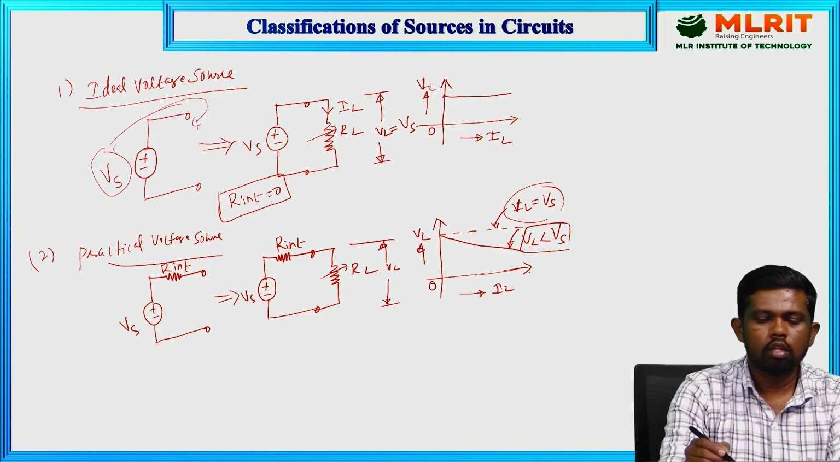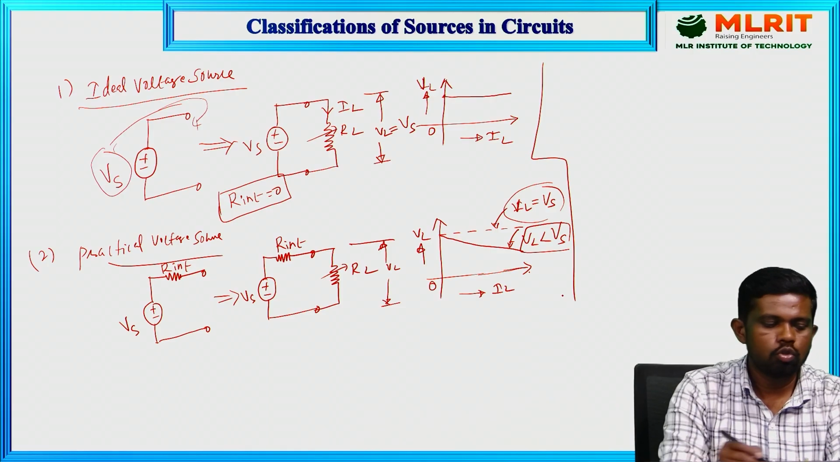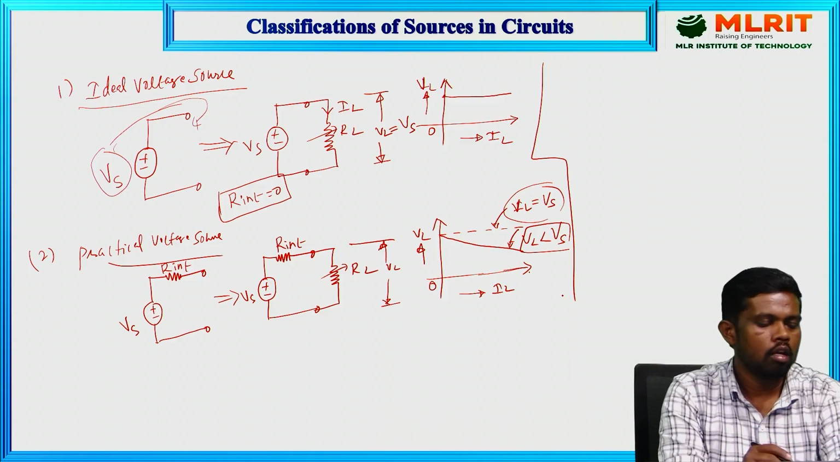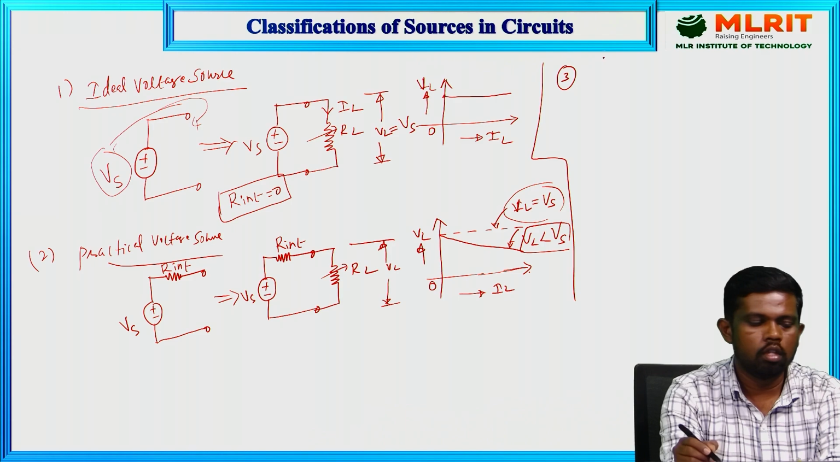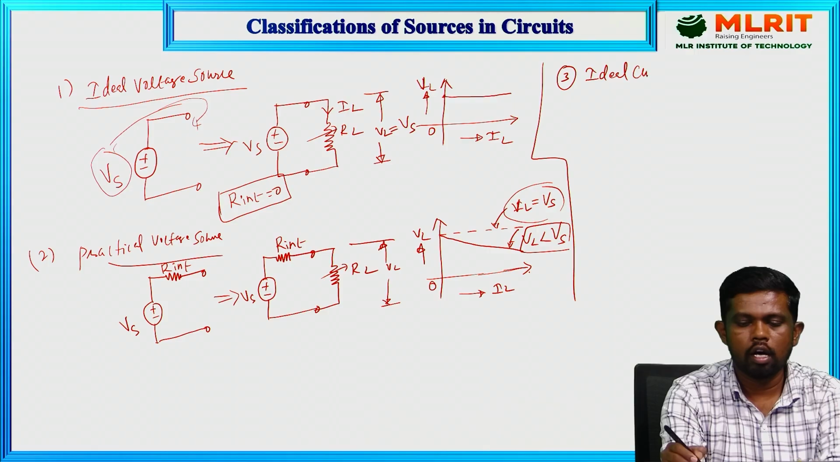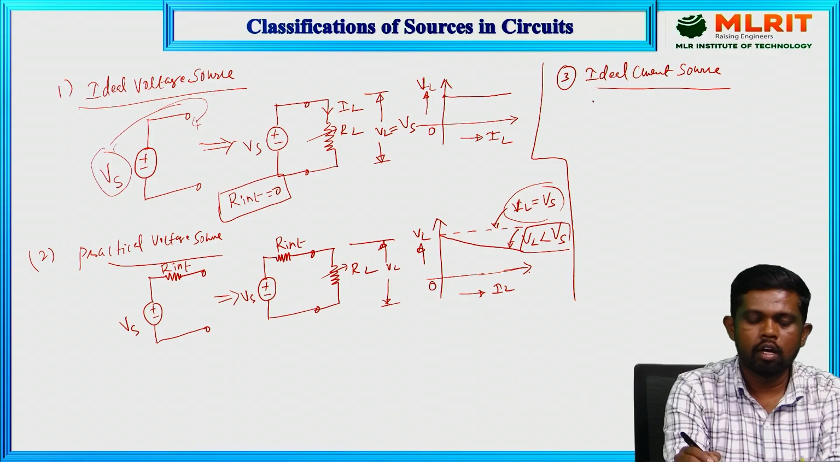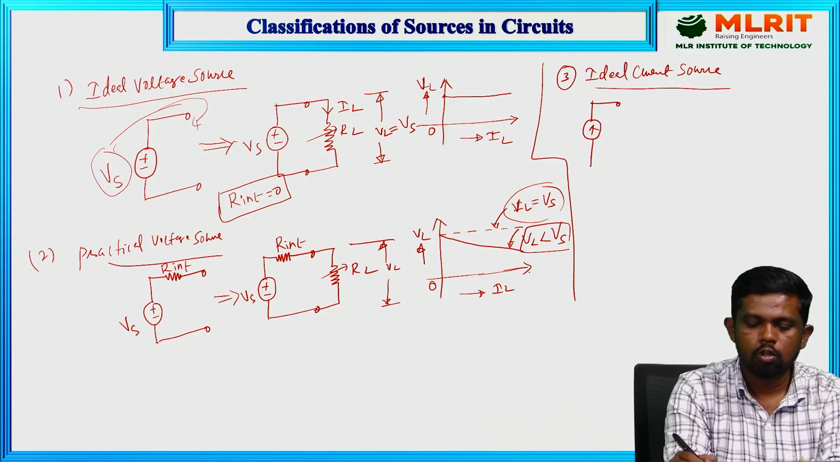Now coming to the third one. So this is the categorization under the voltage source. Now we need to discuss the third one. The third one is the ideal current source. The notation of the ideal current source, we need to represent like this. So this is the ideal current source, and this is the IS we can take.